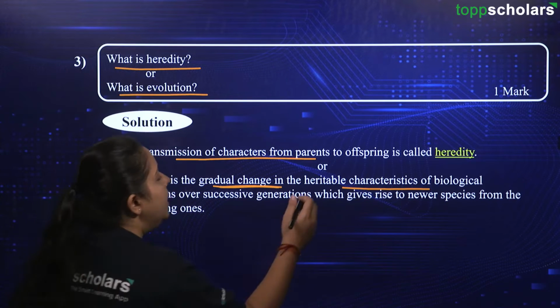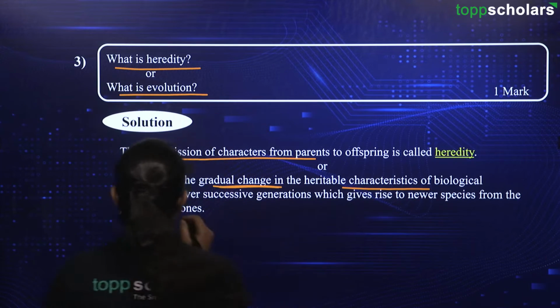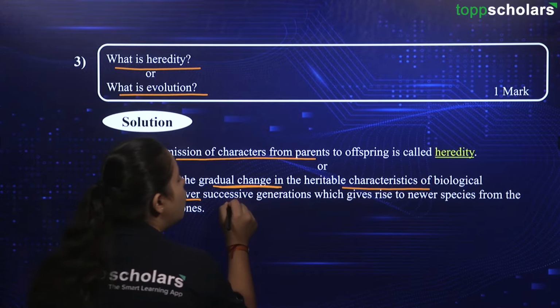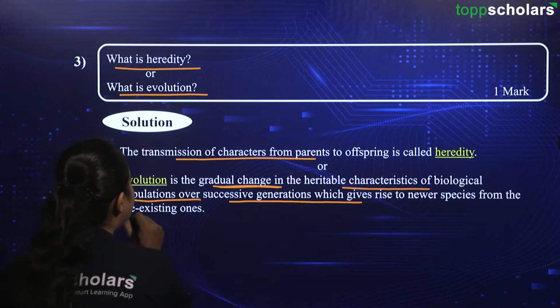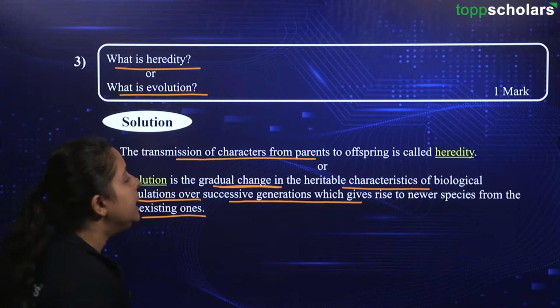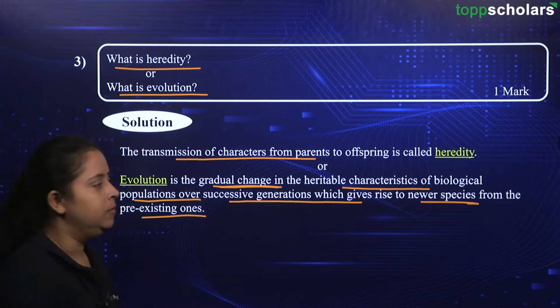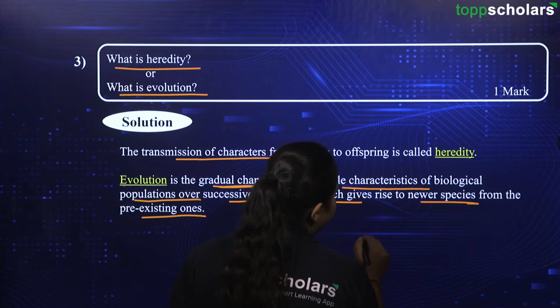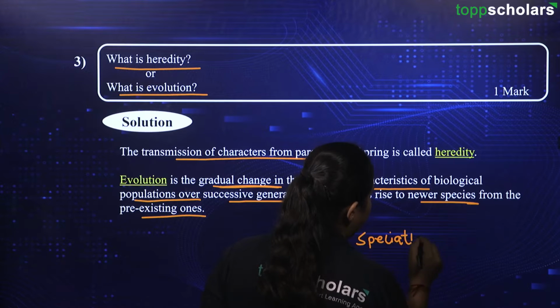Okay. So, evolution is the gradual change in the heritable characteristics of biological populations over successive generations, which gives rise to newer species from the existing ones. Herein, new species are being formed as a result of evolution. This term is referred to as speciation as well, that you might be already familiar with.